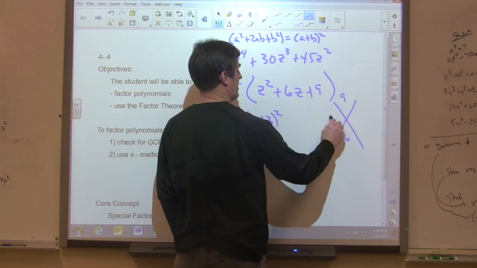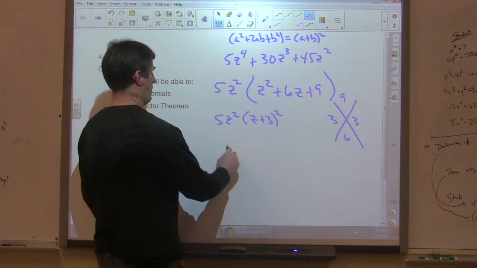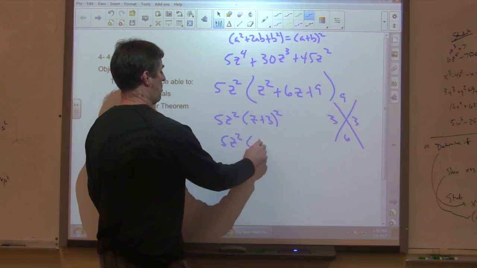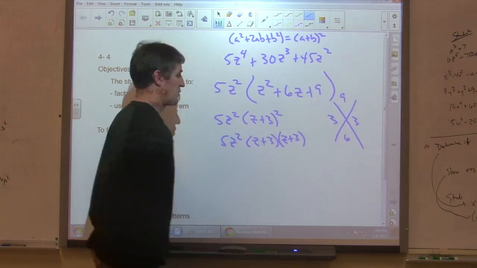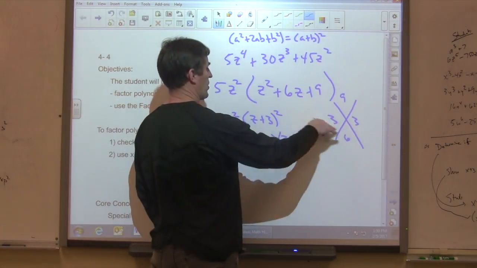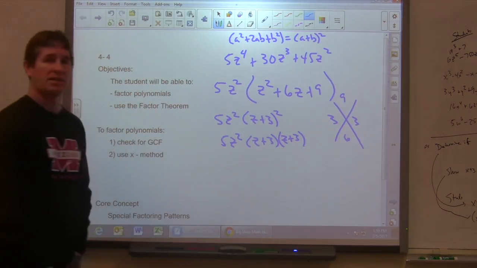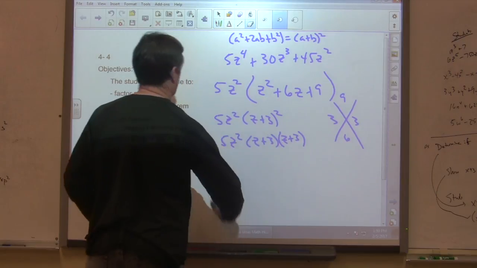9 and 6, so that would be 3 and 3. So z plus 3 and z plus 3. So I don't care if you write it this way or this way. They're both correct. Again, this is a shortcut, but most of you are probably just as fast using the X method. So I'd like you to try some now.